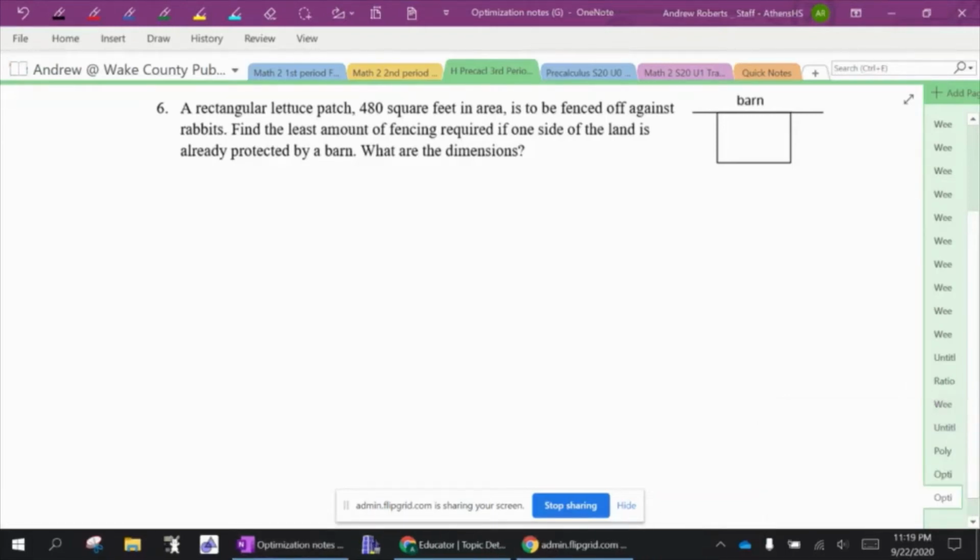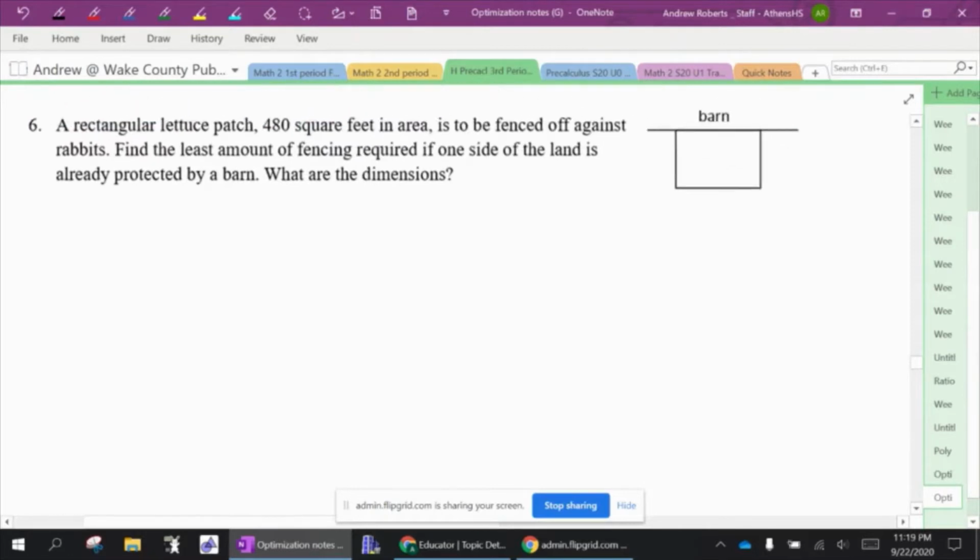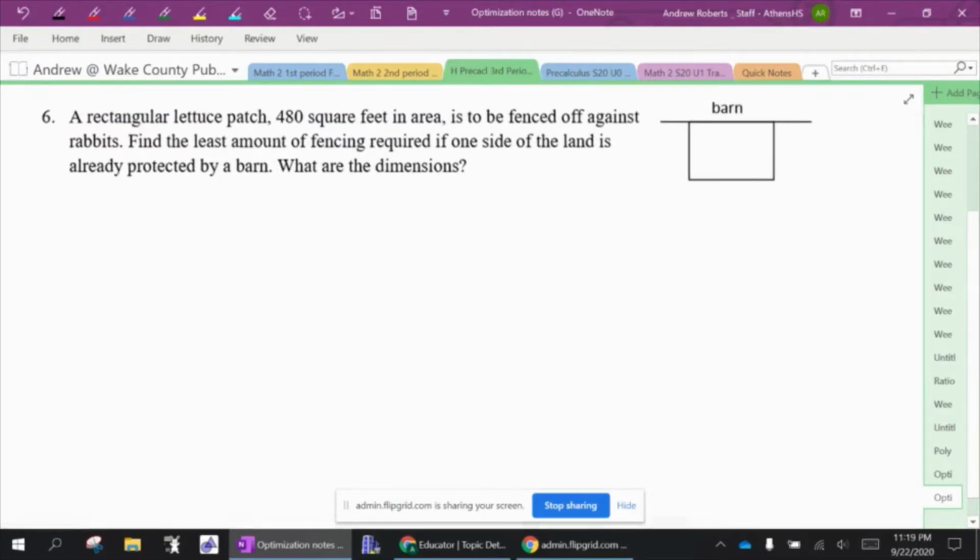Okay, so today we're going to review one of each type of problem. This is a fence problem to start with. It's number 6 from the notes packet that we've been doing. It says you had a rectangular lettuce patch, 480 square feet in area. So area equals 480 square feet.